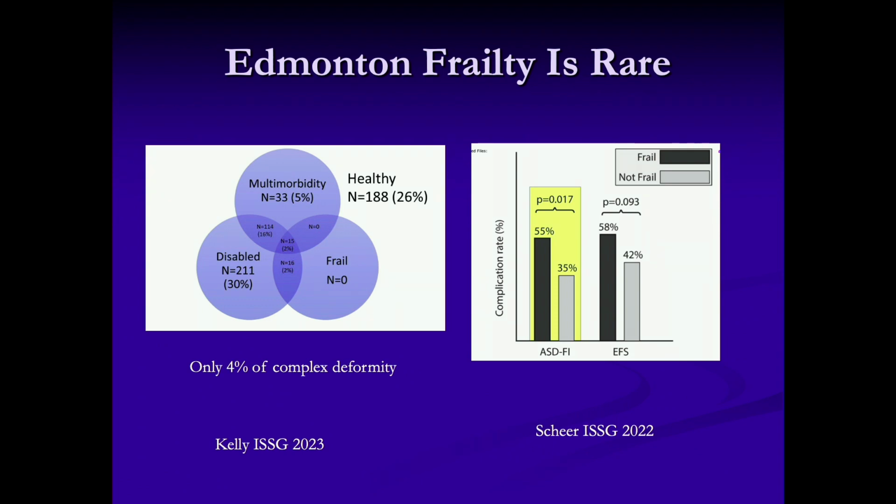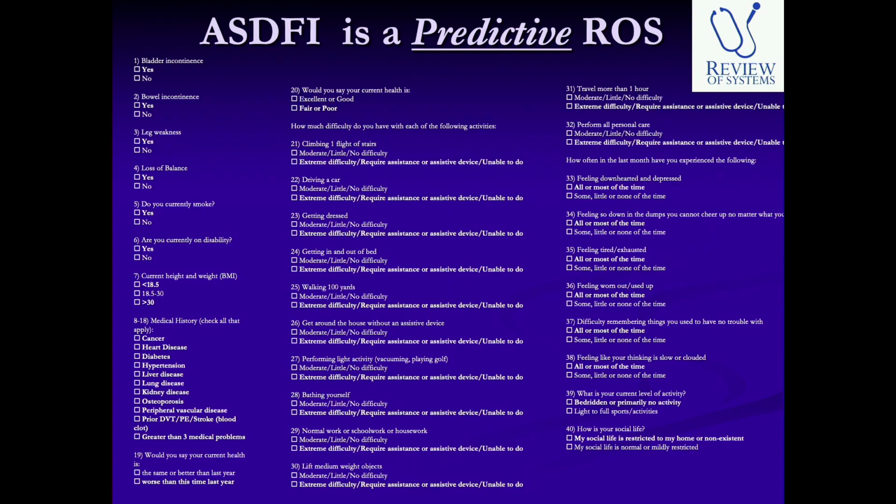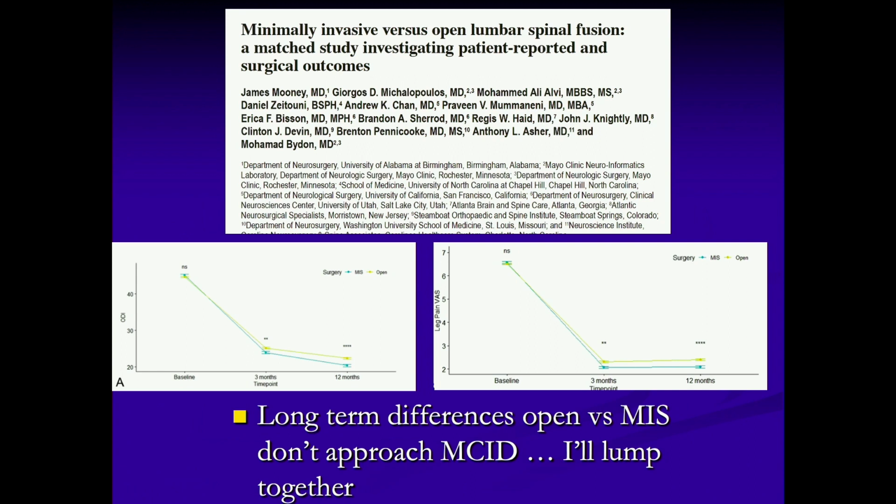Let's look at Edmonton Frailty, for example. Everyone said, you need a frailty score to better characterize the patient. Well, Edmonton Frailty only applies to about 4% of the patients in our complex deformity data set. So it's not going to give us predictive ability. So we developed an ASD-FI, an adult deformity predictive score. It's a frailty score. That was built to predict complication. We have that already. It's a predictive review of systems, and it works. It relates to complications. But it doesn't give us a comprehensive analysis of the patient's physiology.